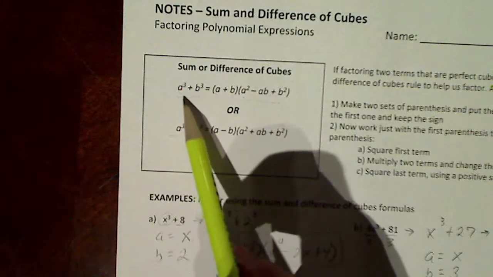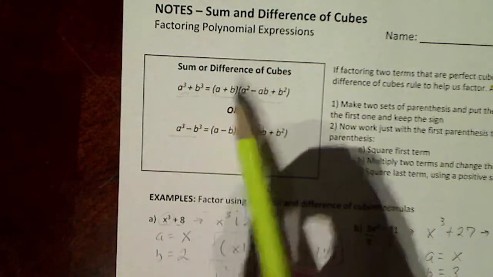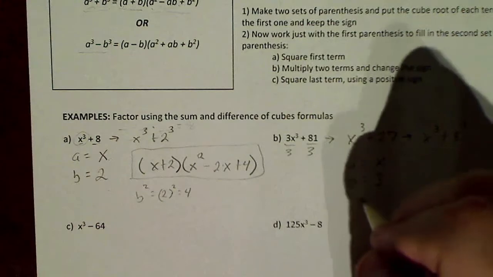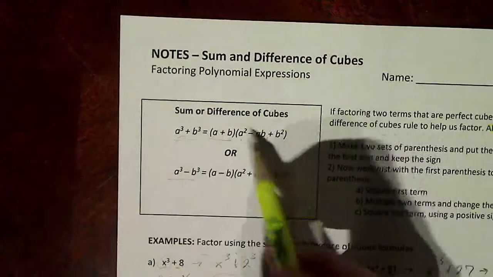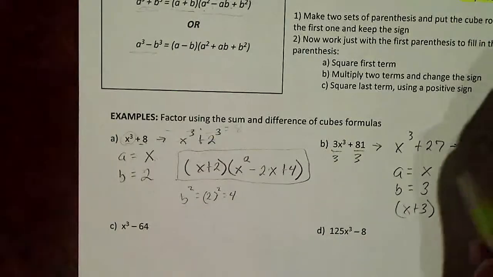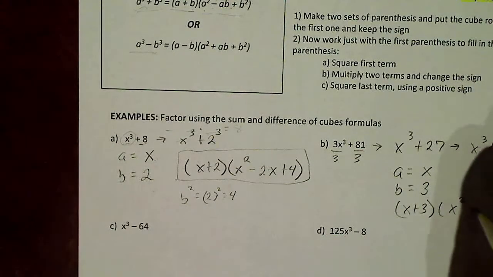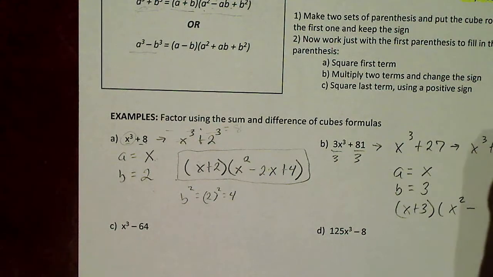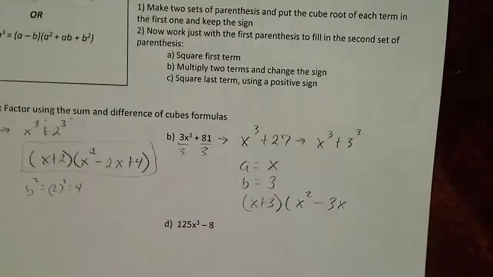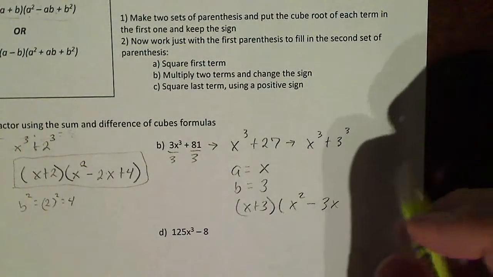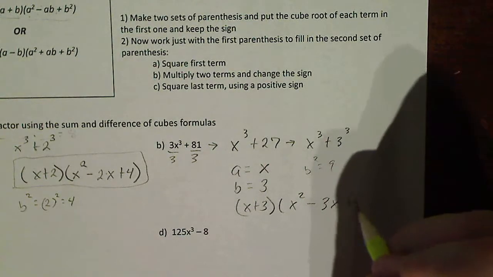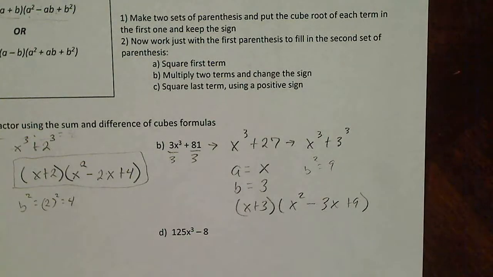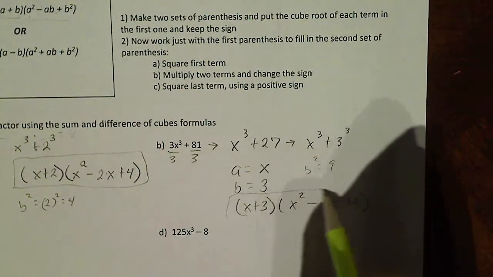We know a has to be equal to x, and b has to be equal to 3. So a cubed plus b cubed is the formula. The first set says a plus b, so we have x plus 3. Then it says a squared, so x squared, minus ab, so 3x. Sorry, I'm off. Plus b squared. Well, b is 3, so b squared has to be 9, so plus 9. And there's your sum of cubes.